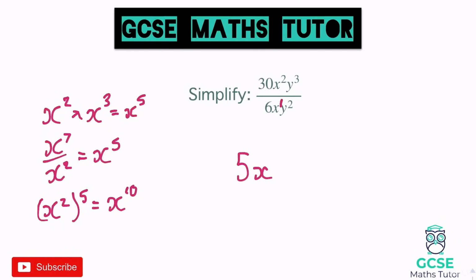the power of 1. Moving on to the y's, we have y to the power of 3, y squared on the bottom, and 3 take away 2 gives us just y on the bottom there. So our final answer would be 5xy.